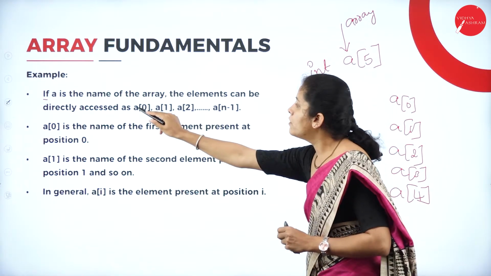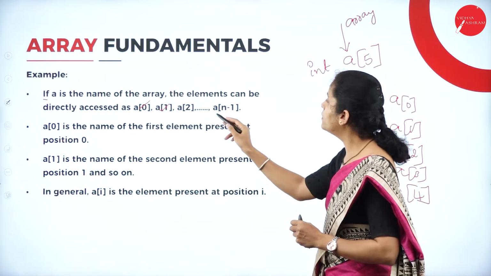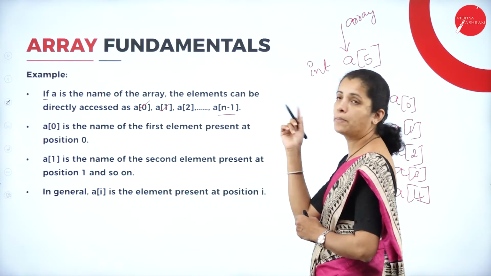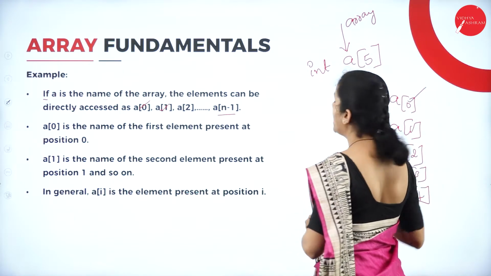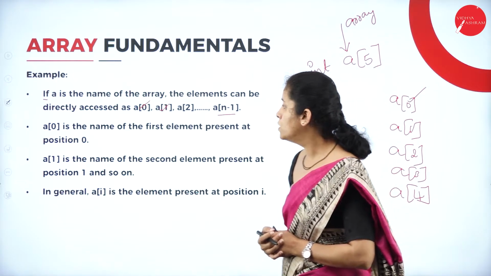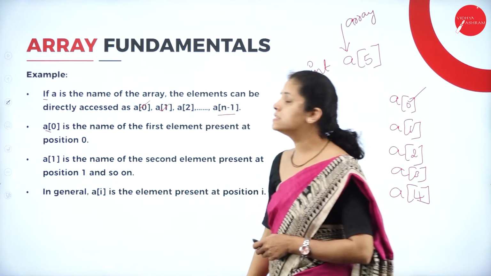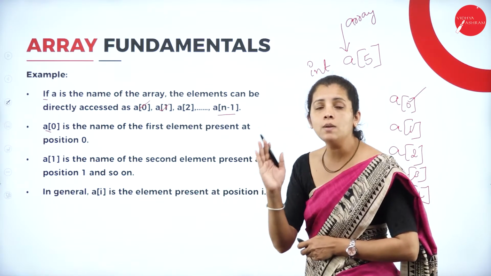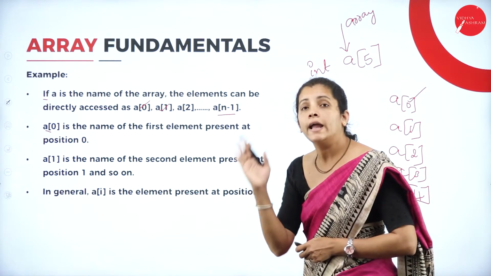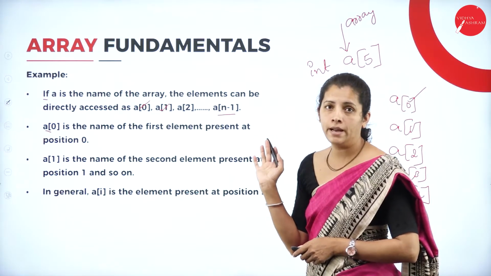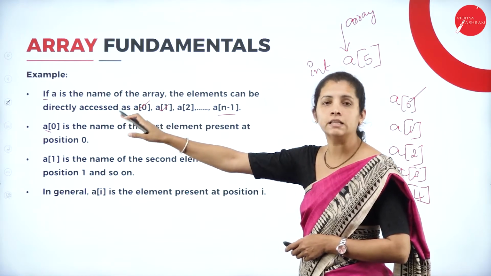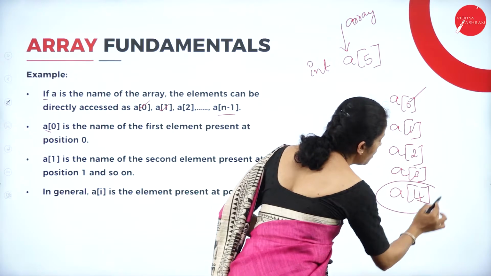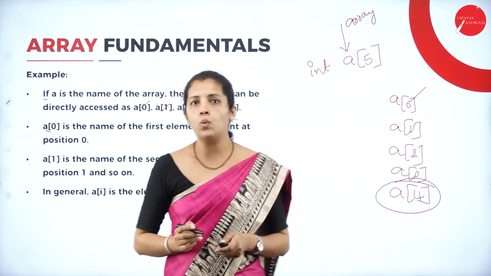So here A of 1, A of 2, A of 3 up to A of n minus 1. Why is it n minus 1? Because my array index always starts from 0. So here A of 0 is the name of the first element, and A of n minus 1 is the index of the last element. So what is the index of the first element? That is A of 0. And what about the last element? It is A of n minus 1.